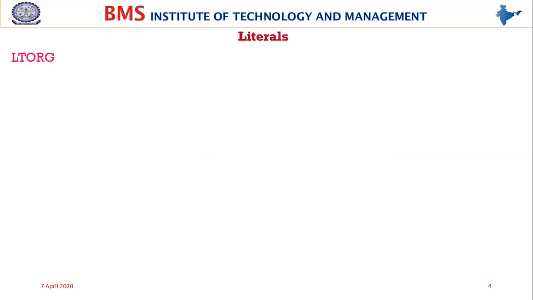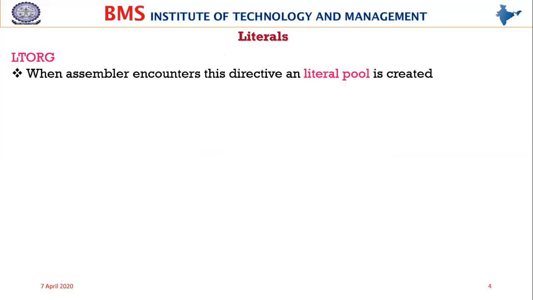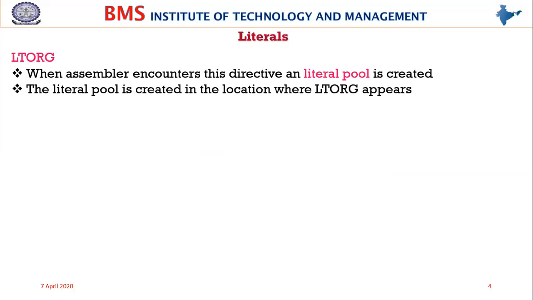For that reason, LTORG is an assembler directive which creates a literal pool. A literal pool is the place, some address space, wherein your directly used literals are given addresses. Where LTORG appears in your program, that is the place where the addresses for literals will be given. It's your choice, wherever you want, you can call the assembler directive. You are just writing LTORG, and it will give the address space at that place.